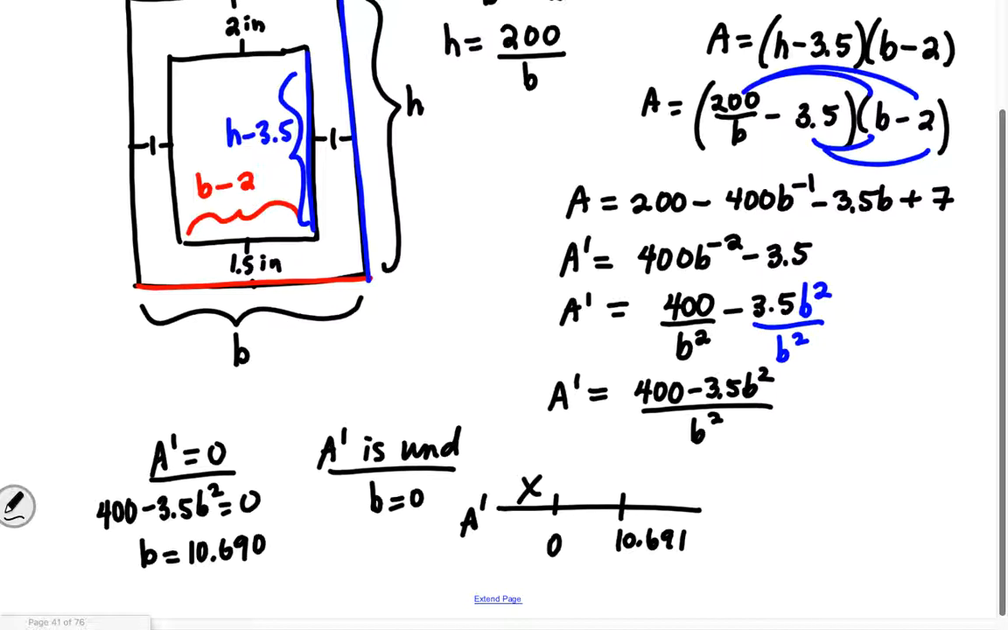All right, and then we test in the first derivative. So if I test like 1, 400 minus 3.5 times 1 squared over 1. Huh? Oh, 690. Thanks. All right, when I try 1, it's positive, and then when I try the next one, I got negative. So increasing and decreasing, is that what we want? Yeah, we wanted to maximize our area, right?